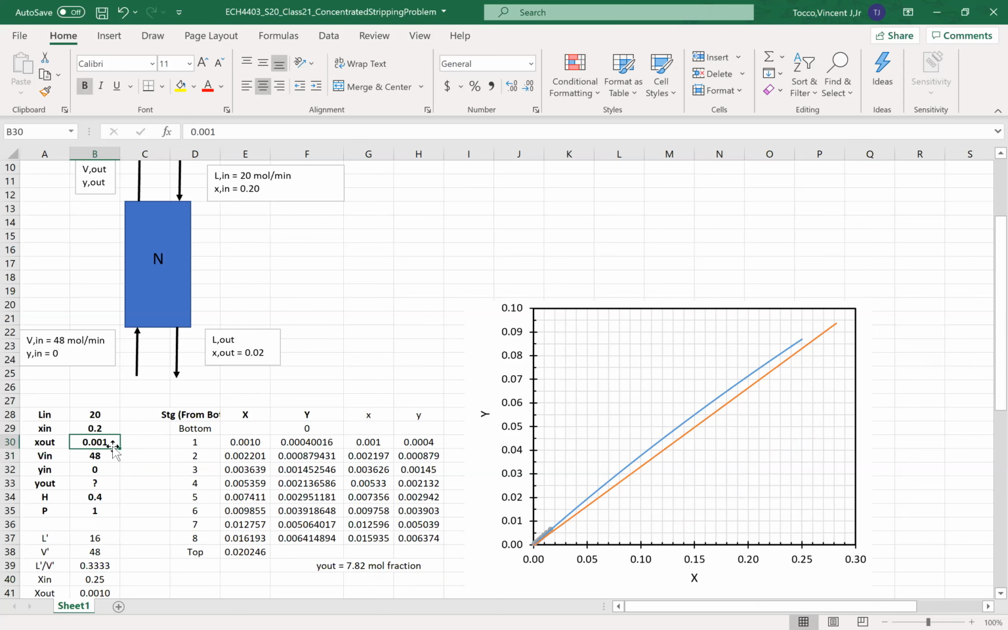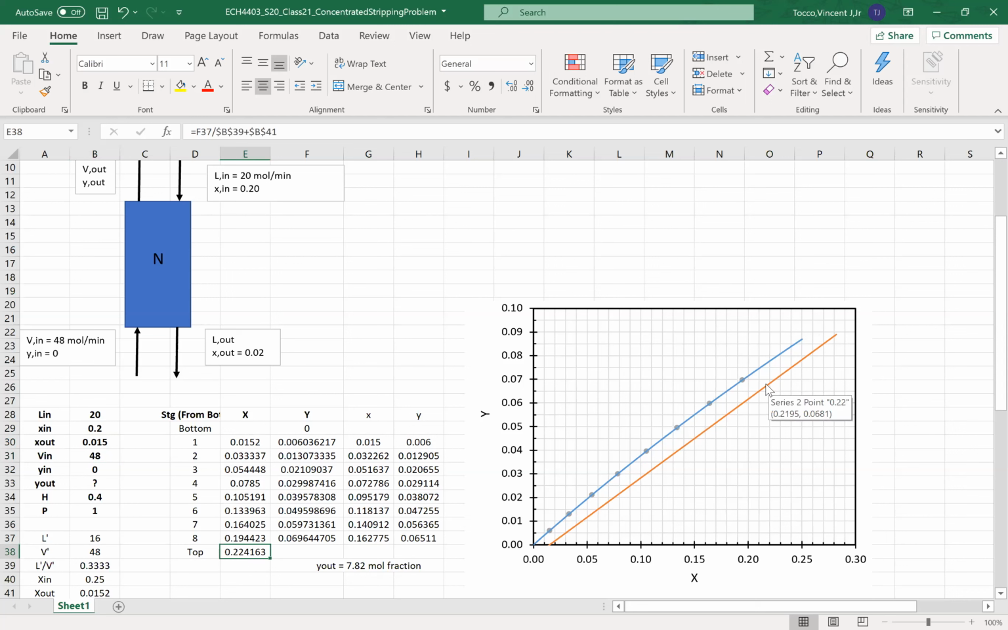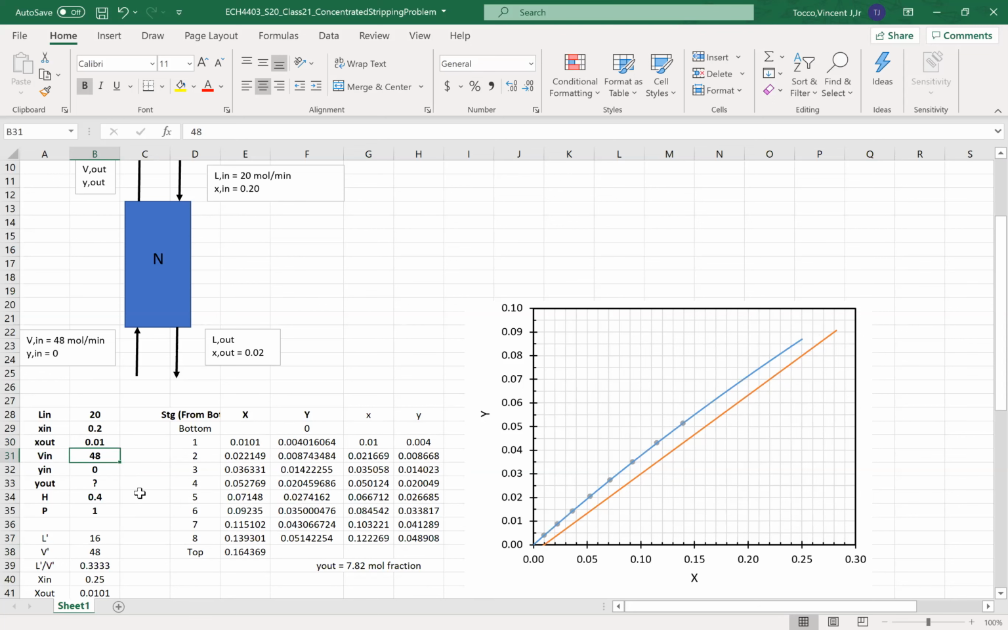All right, so one way to do this is I could guess and check using Excel. So maybe I could say it's 0.15, that's pretty close. And I find that my inlet mole fraction here is 0.22, which isn't quite correct. So guess and check may work, or what you could do, as I love to do, is a goal-seek analysis. I know what I want this number to be. I want this number to be 0.25.